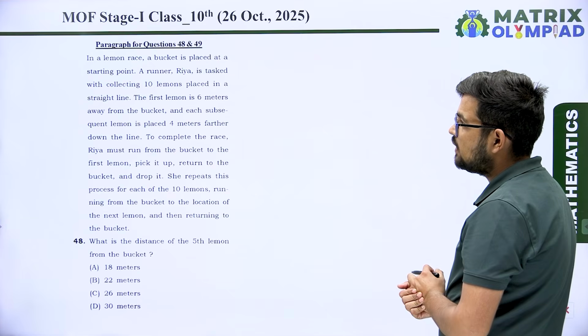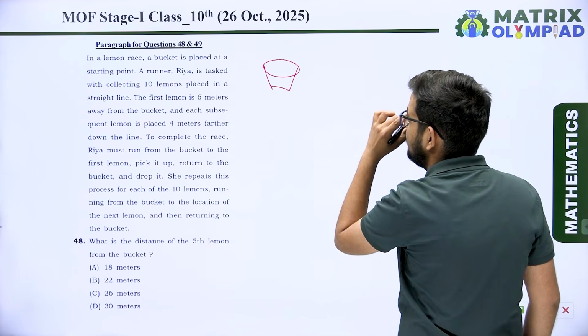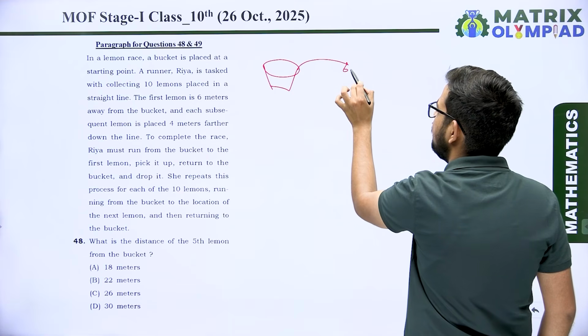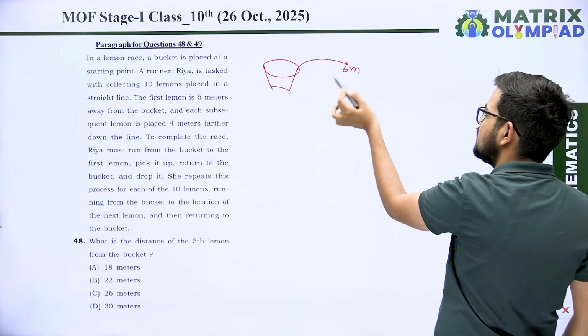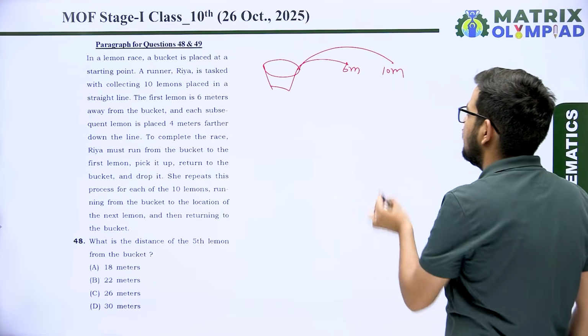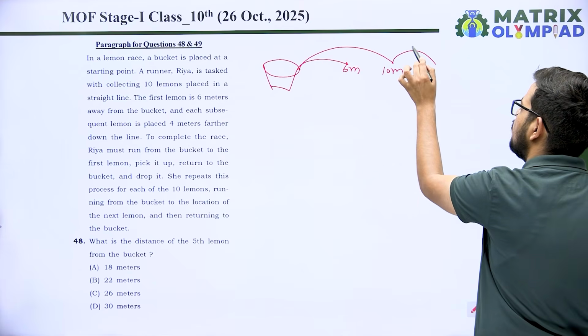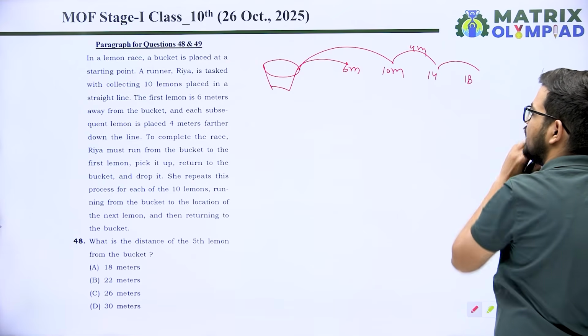Paragraph 4, questions number 48 and 49. It is saying there is a bucket, and the first lemon is 6 meters away, and the second lemon is 4 meters away from the first lemon. It means it is 10 meters away from the bucket, each one having a distance of 4 meters. So it is 14 meters, then 18 meters, like this.